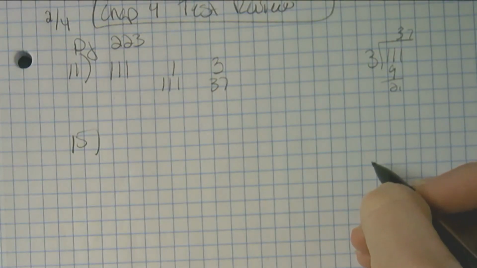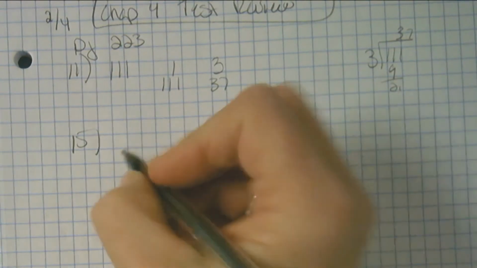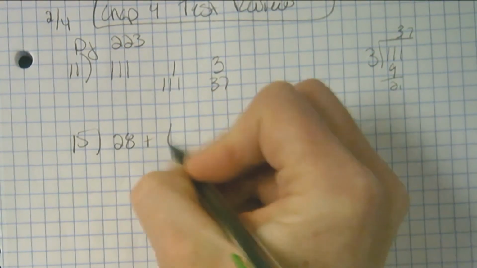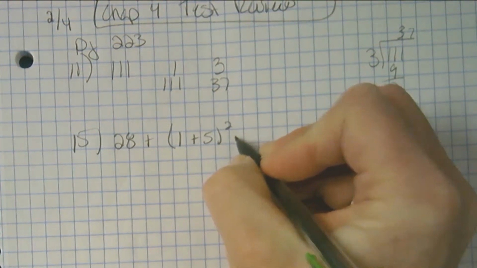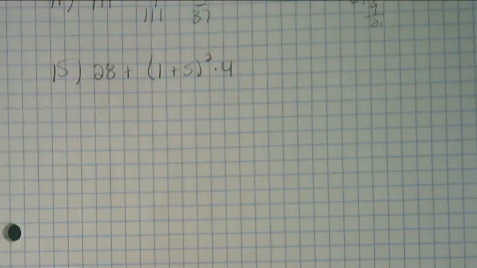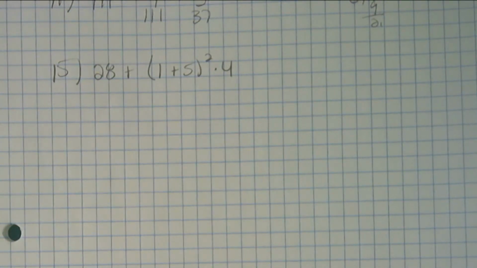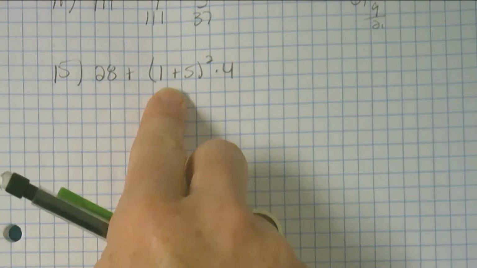The next one you guys asked for was 15. Who asked me for 15? Okay, yep. All right, so I have 28 plus the quantity of 1 plus 5 all squared times 4. This is simply an order of operations problem. All right, the first thing we do in order of operations is what? Addison? You do what's inside the parentheses, and here you can add 1 and 5.